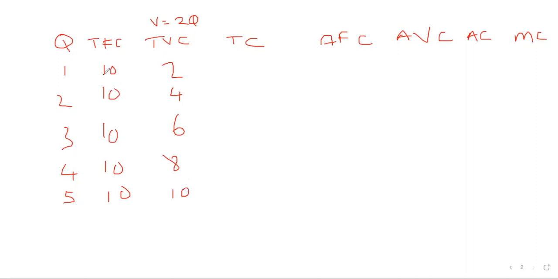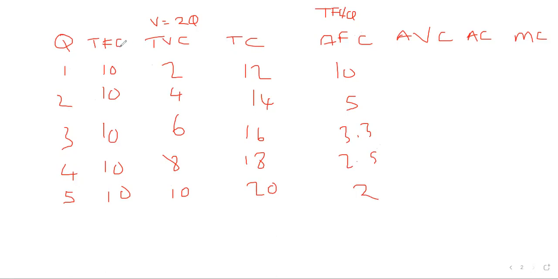Then the total costs will now be, when you add the fixed cost plus the variable cost, here we have 12, 14, 16, 18, and here we have 20. That is how we find that. Then the average, we said whenever we divide the fixed cost by quantity, this is average fixed cost. So 10 divided by 1 is 10. 10 divided by 2 is 5. 10 divided by 3 is 3.3. 10 divided by 4 is 2.5. 10 divided by 5 is 2. By simply dividing the total fixed cost over the quantity.